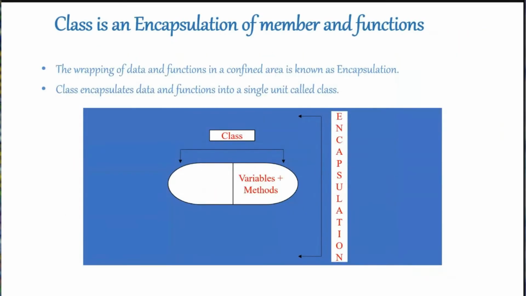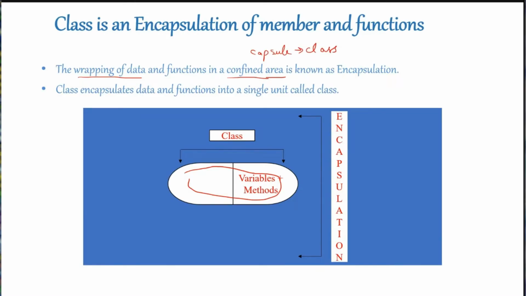And coming to the encapsulation-specific definition, if you want, you can write it. This is a simple, simplified definition. It's wrapping of data. Wrapping means you are making a capsule like this. When you put a wrapper, the process is called wrapping. So you are wrapping data and functions in a confined area. What is this confined area? It's a capsule.